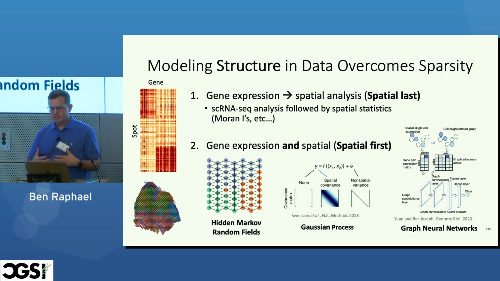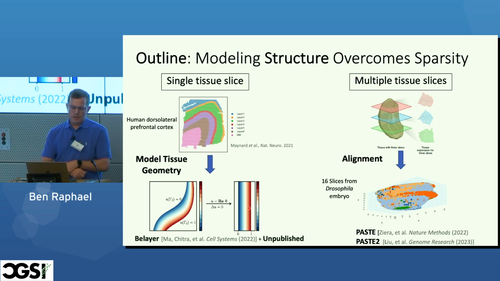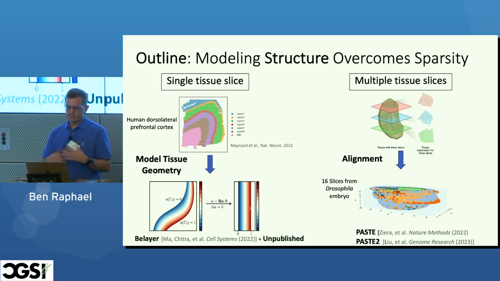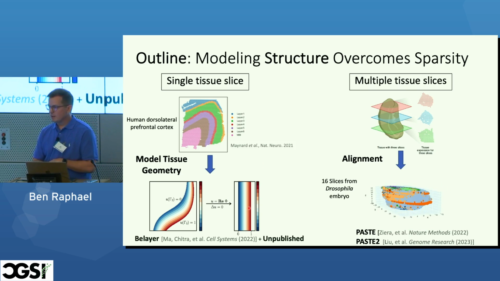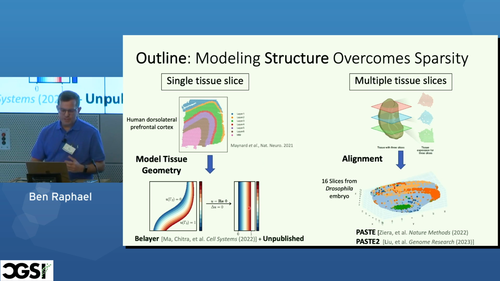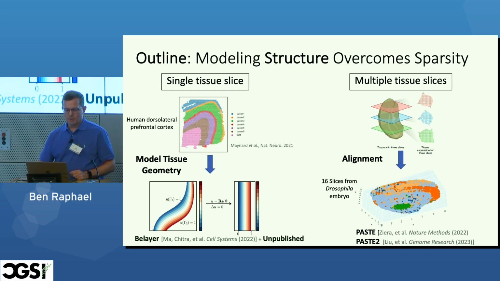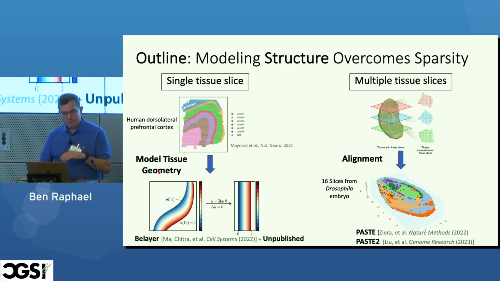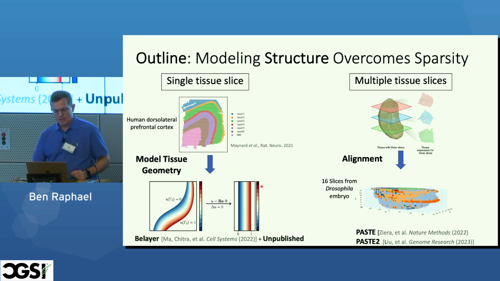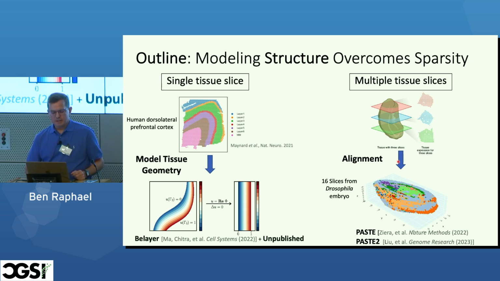So these are a number of the approaches out there, and what I want to show you today is two approaches we've developed to use structure to help overcome sparsity. The first set of approaches is going to be when we just have a single tissue slice, and what we're going to do is try to model these spatial correlations, but really try to model the whole geometry of the tissue. It's a method called Belayer, and a newer method that I'll show you.